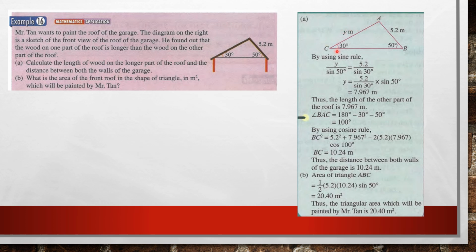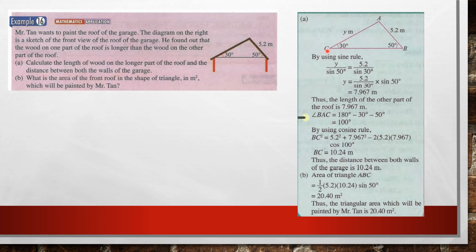So from here we can use sine rule because we know the angle 30 degree and the opposite side 5.2, and 50 degree and the opposite side that we want to find, AC. So by using sine rule, y over sine 50 equals 5.2 over sine 30. So we solve, we get the answer 7.967. So the longer part AC is 7.967.